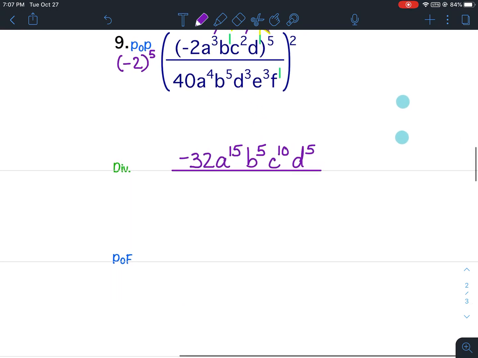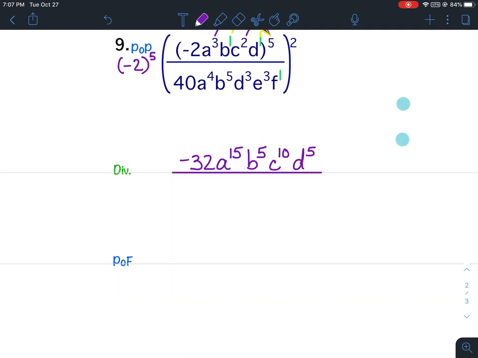Now there's nothing to do with the denominator, so I just bring it down. So I've got 40, A to the 4th, B to the 5th, D to the 3rd, E to the 3rd, F to the 1st. Put parentheses around that. And the 2 goes on the outside.